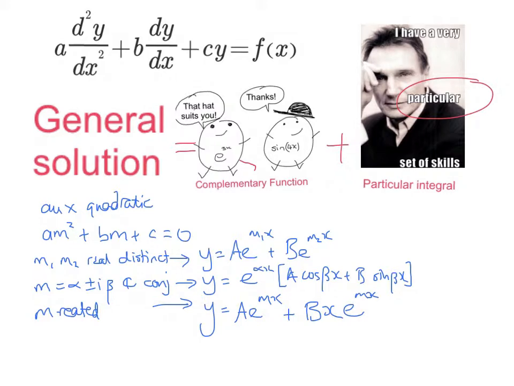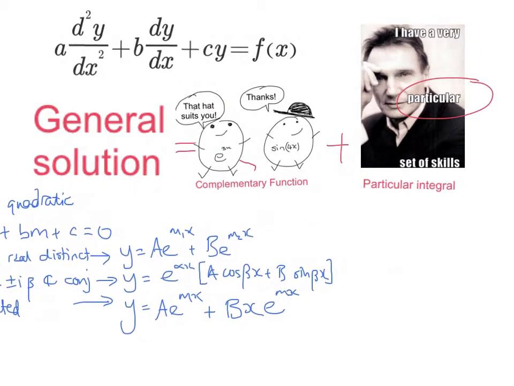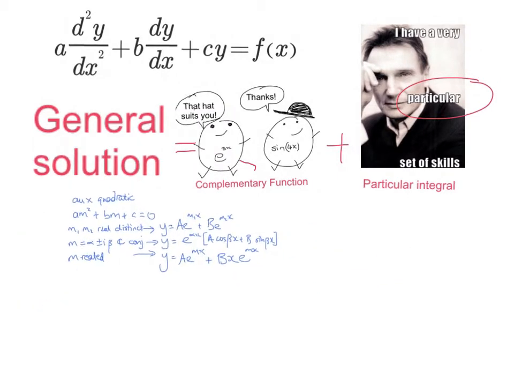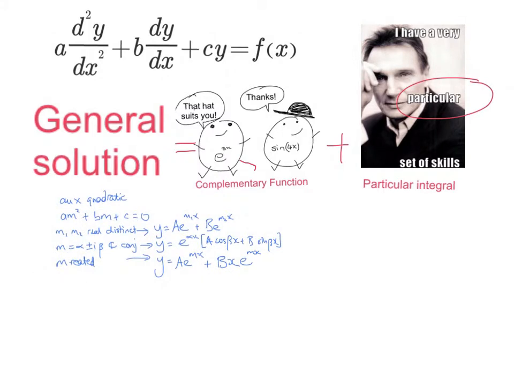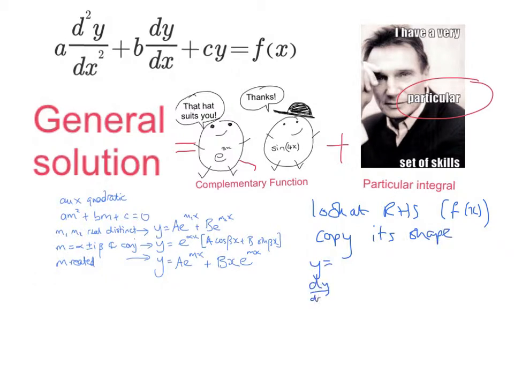Okay, the particular integral. What we do for the particular integral is we copy the shape of the right-hand side. So we look at the right-hand side, the f of x, and we copy its shape. If it's a quadratic, write down a quadratic. If it's trigonometric, write down trigonometry. If it's exponential, write down exponential. Copy its shape. y equals. Then differentiate. Differentiate again.